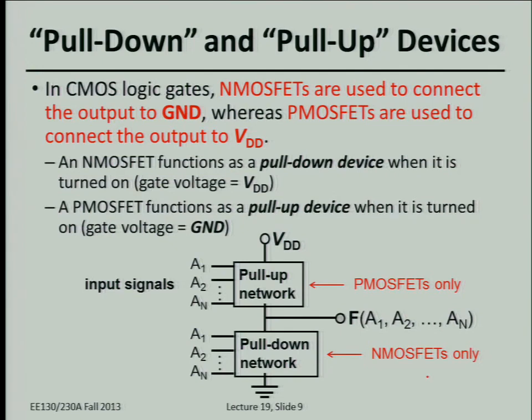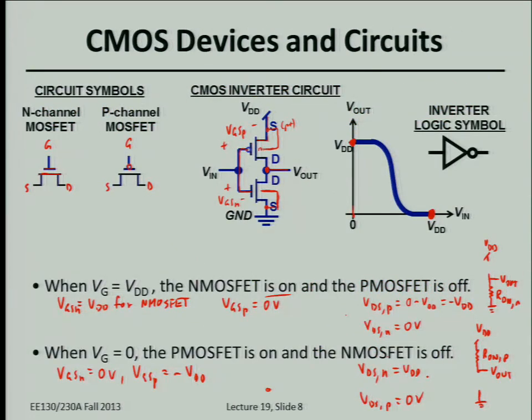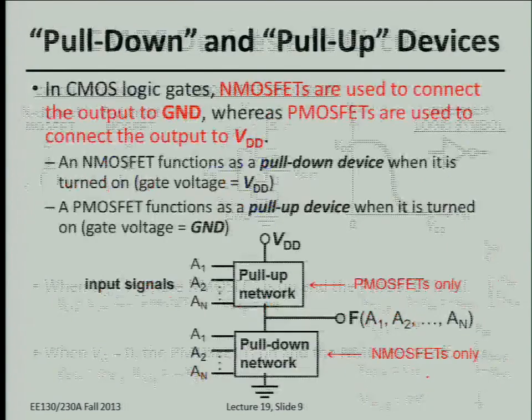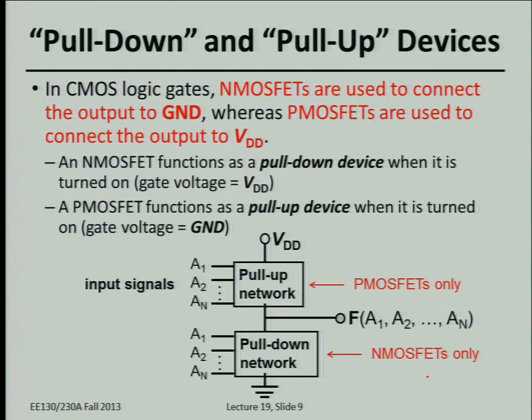In an inverter, if the input's high, the output's low, and if the input's low, the output's high. So that just inverts the input signal. You can have much more complicated functions, but generally, in a CMOS logic gate, all the N-channel MOSFETs are used to connect the output to ground for an appropriate combination. All the P-channel devices are used to connect the output to VDD.